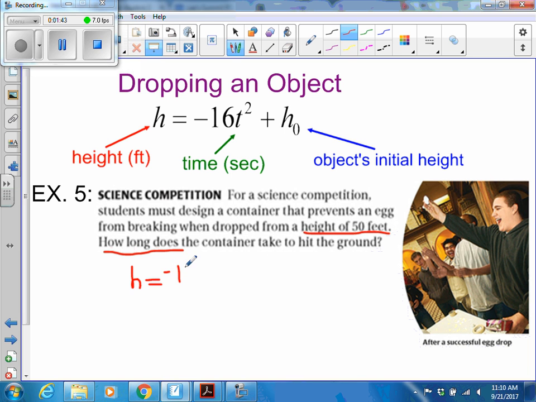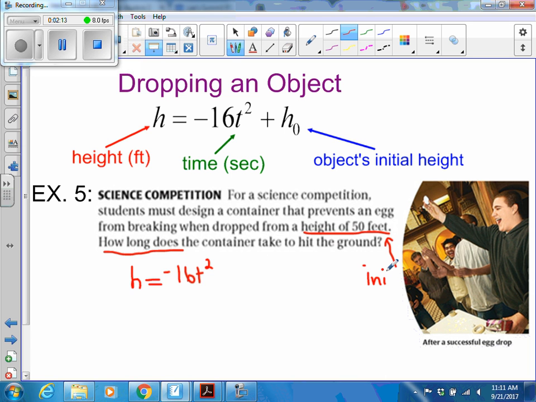So that never changes. There are two things that you will always have when you create your function: the h and equals, and then negative 16t squared. Now the thing that will change is the object's initial height. So this is where you will drop the object. Okay. Now they say that they are dropping the egg at a height of 50 feet. This is what we would call our initial height.